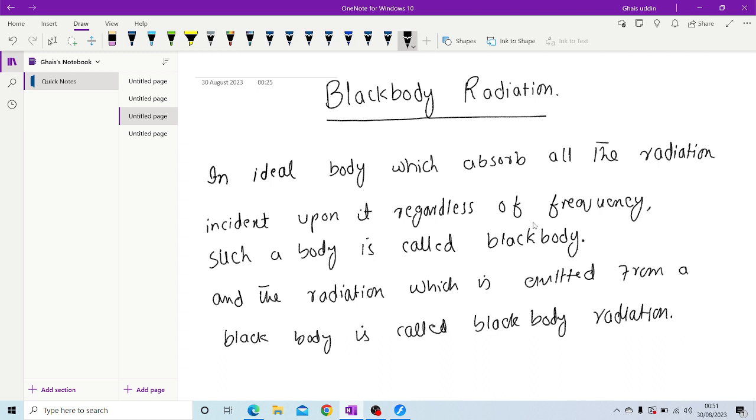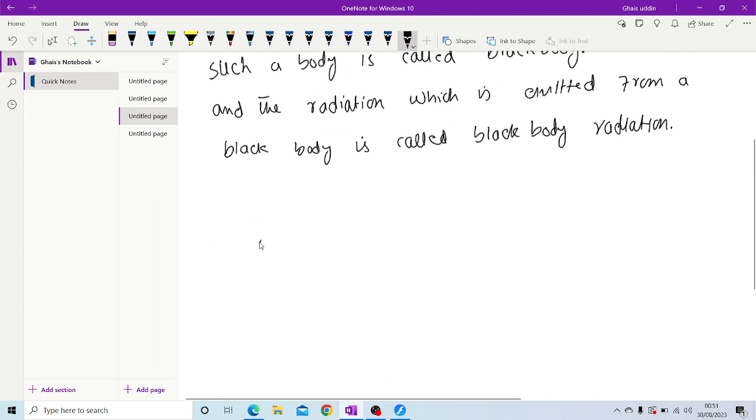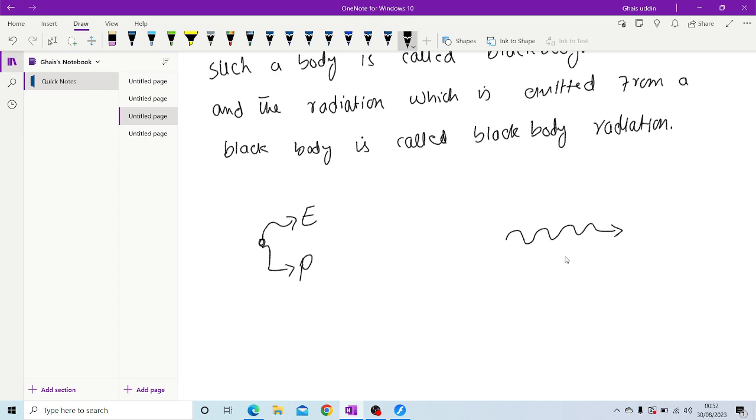So according to classical mechanics, if this is a particle, the characteristic of this particle is that it has some energy E and a momentum P. And according to classical physics, if this is a wave, it has a wave vector k equal to 2 pi over lambda, which describes the direction of propagation of this wave. And this wave also has a characteristic amplitude A.